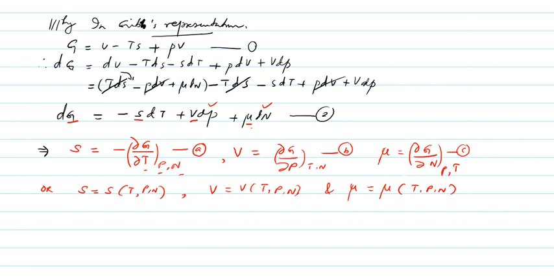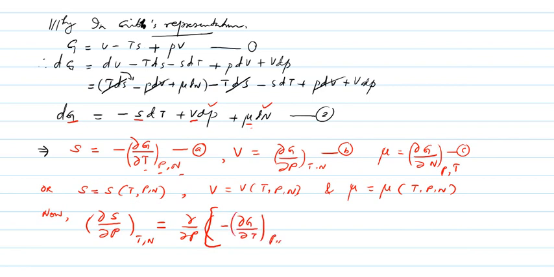Now let's consider certain derivatives. I'm considering dou S by dou P, keeping T and N constant. So what will be dou S by dou P? You can do dou by dou P of, let me use the square bracket, what is S? S is equal to minus dou G by dou T, keeping P and N constant. And this dou by dou P is taken with T and N constant, so I'm putting it there.